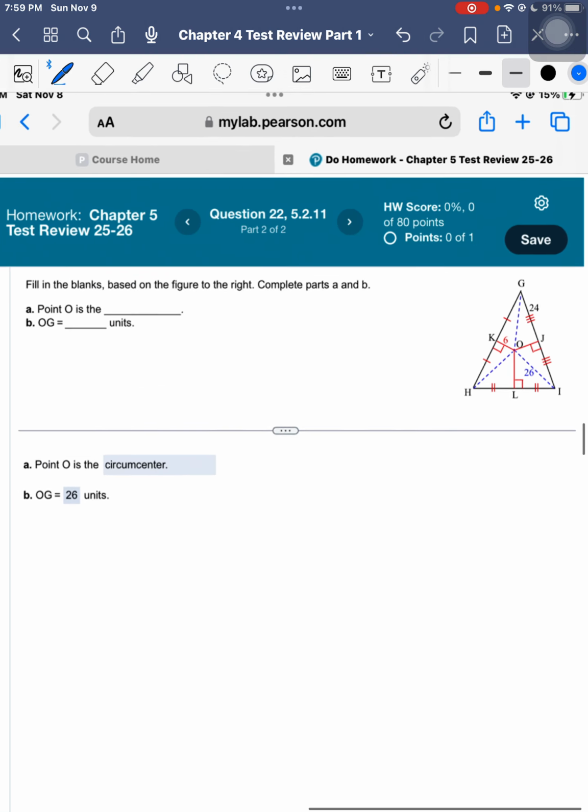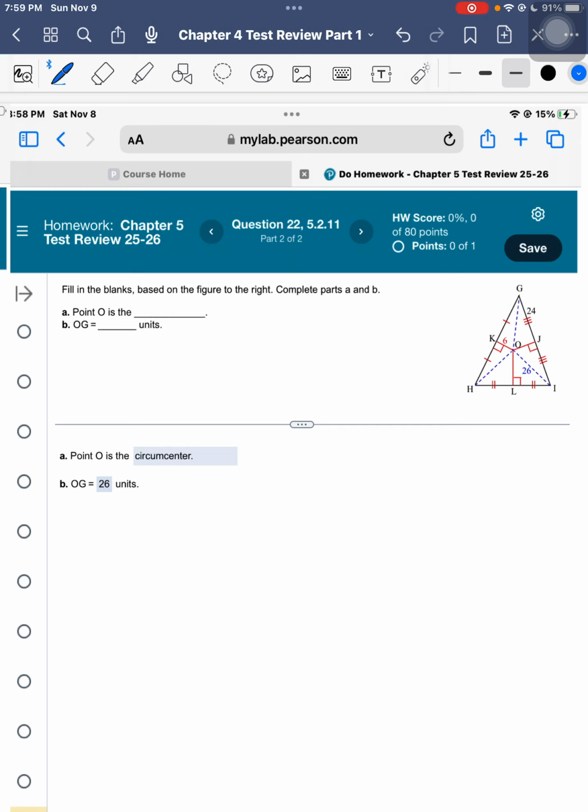Okay, now this, wow, when I was making your test, this looks so familiar. I wonder if this will be on the test, who knows?